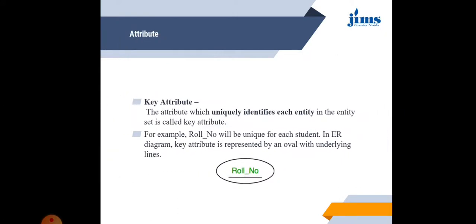Now the key attribute. The attribute which uniquely identifies each entity in the entity set is called a key attribute. For example, we know that the roll number is unique for each and every student. In the ER diagram, a key attribute is represented by an oval with an underline. This means it is a key attribute and it is unique for all the entities in the entity set.